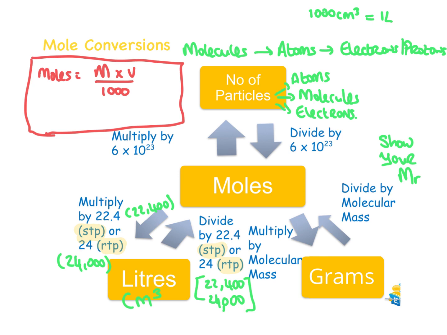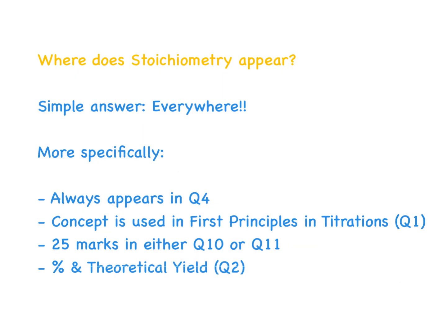So the big question on everyone's lips is stoichiometry. How important is it? Where does it appear on the paper? The very simple answer is that stoichiometry appears everywhere. No matter what calculation you are completing in Leaving Cert higher level, you are always going to be dealing with stoichiometry in some shape or form. But if we're looking to be a little bit more specific, stoichiometry will always appear in question 4. Question 4 is that multiple choice question, and there are 11 parts, of which you must answer 8 correctly.